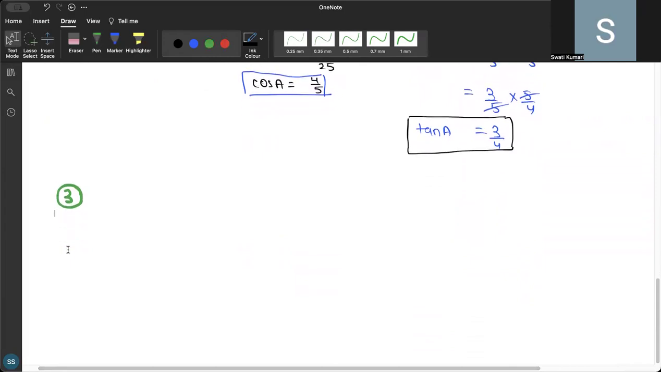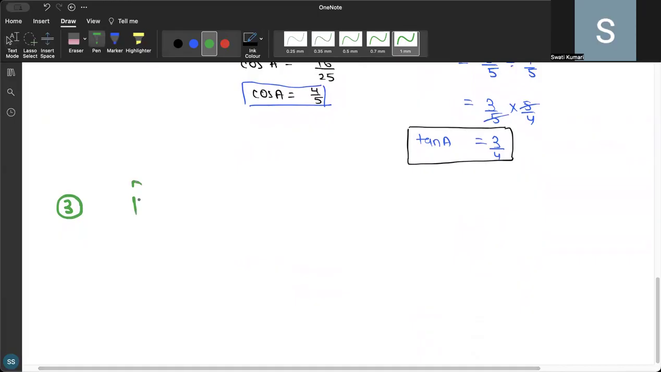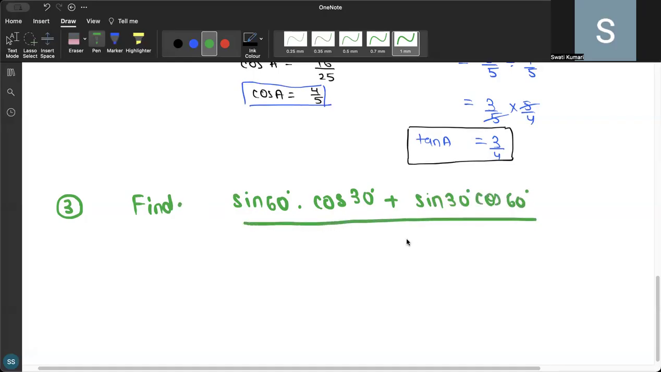we have to find out the value of, it says just find the value. I'm writing only find sin 60 dot, which means times, okay, cos 30 degree plus sin 30 degree cos 60 degree upon cos 0 degree.